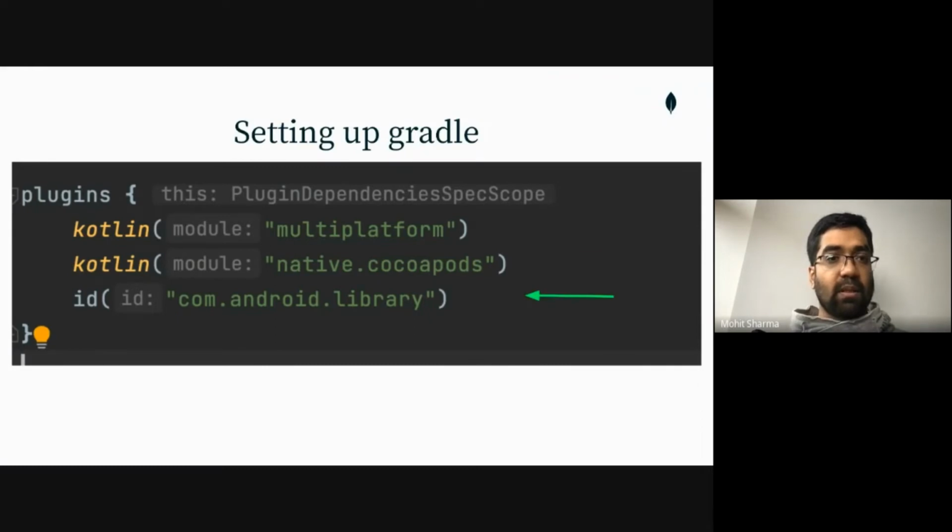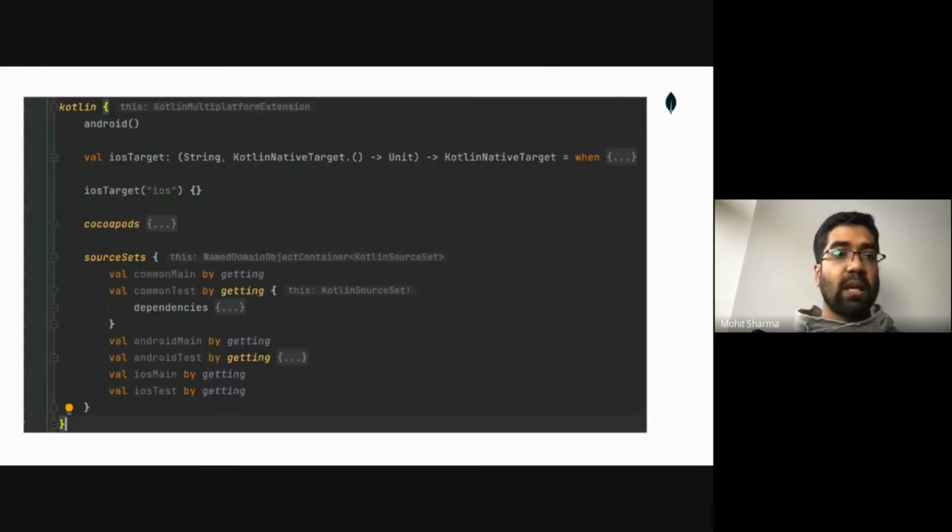Then we have to define on which platforms our Kotlin multi-platform code will be available. So on the top, you'll see Android mentioned. It tells the plugin that, hey, this app has to be exported to Android as well. And lower, you will see I have mentioned iOS. Once you have defined the platform, you also want to tell from where you can find the source code and what would be its corresponding dependencies.